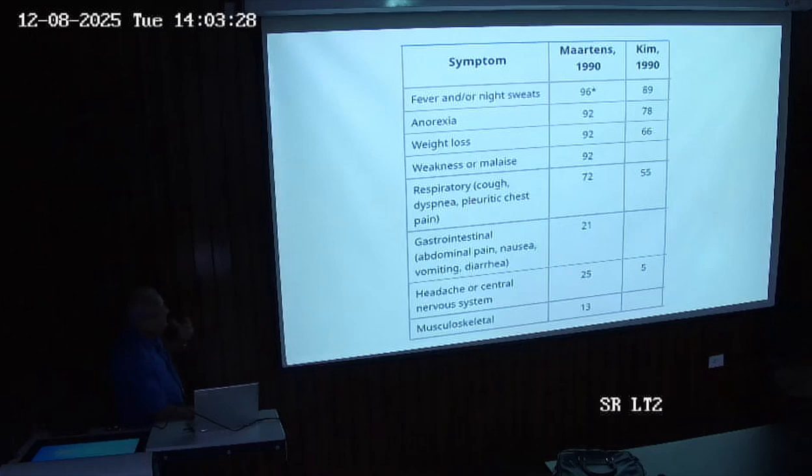Then there are GI symptoms. What are the GI symptoms? Abdominal pain, nausea, vomiting and diarrhea. CNS involvement can lead to headache or other neurological deficits. Aches and pains are an indicator that the musculoskeletal system is involved.